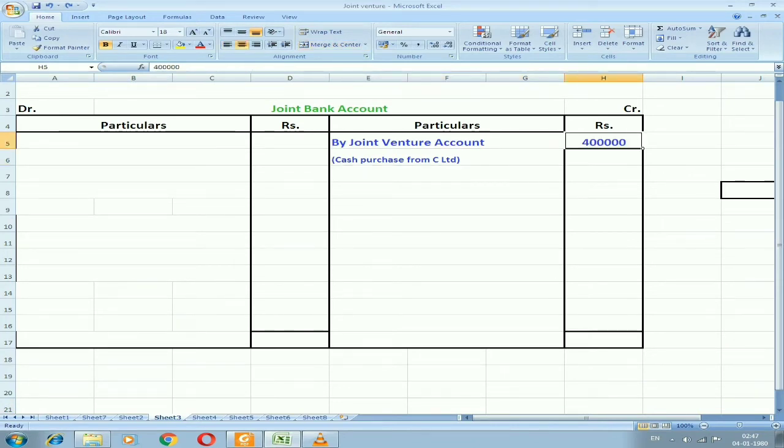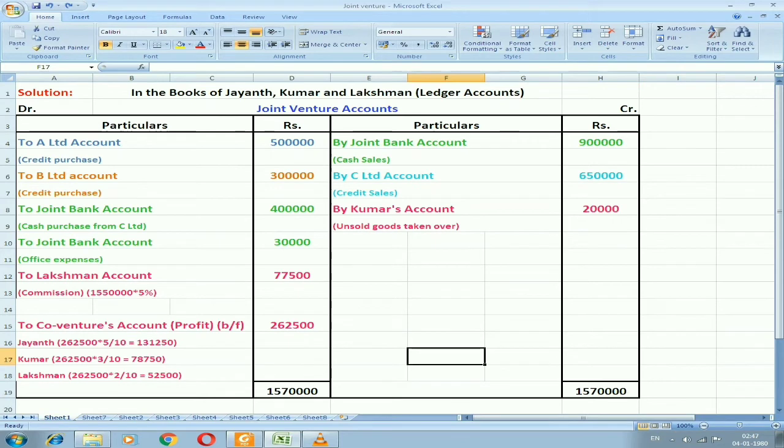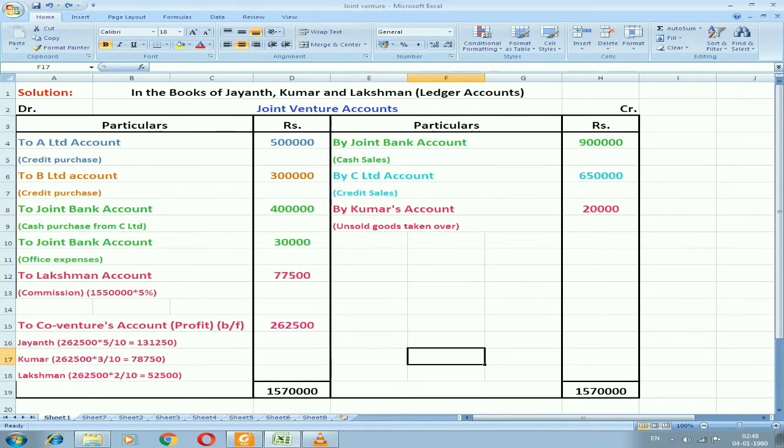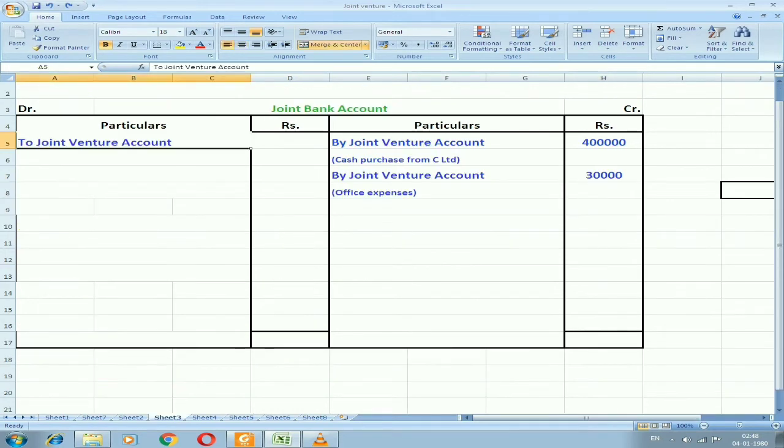Then apart from that, on the debit side of joint venture, we have one more entry related to joint bank account. To joint bank account, office expenses 30,000. So it is on the debit side. So let us take on the credit side under joint bank account in the name of by joint venture, office expenses 30,000. Then on the credit side of joint venture account, we have one joint bank account, that is cash sales 9 lakh. So let us take that on the debit side to joint venture account, cash sales 9 lakh. Apart from that, we don't have any other joint bank account under joint venture account.